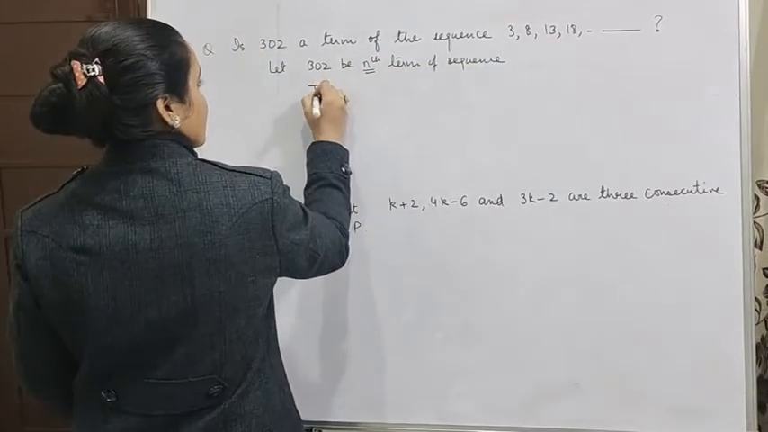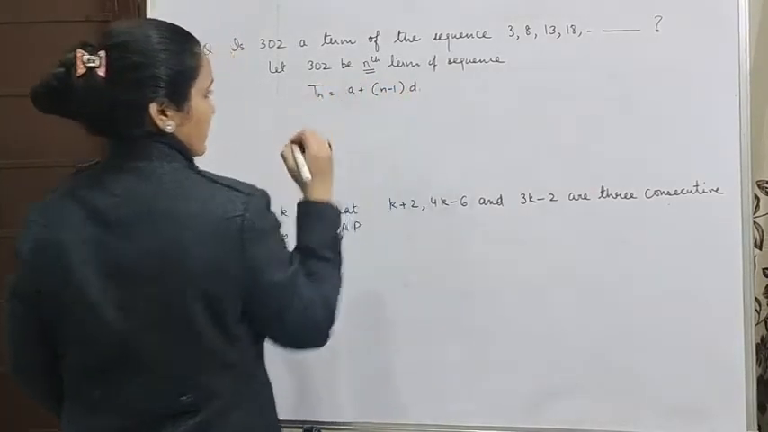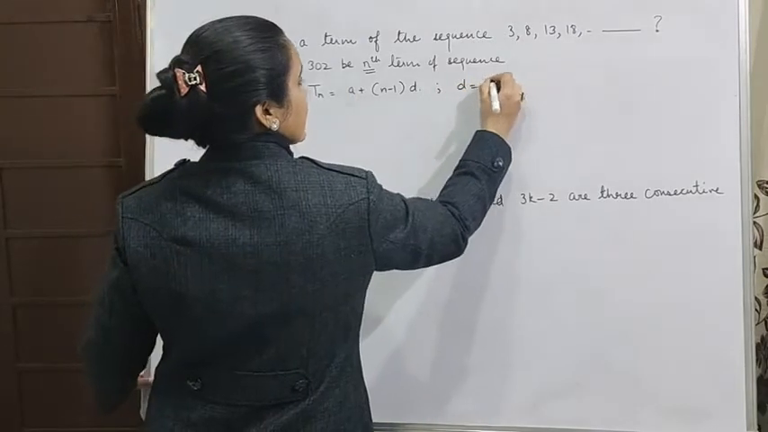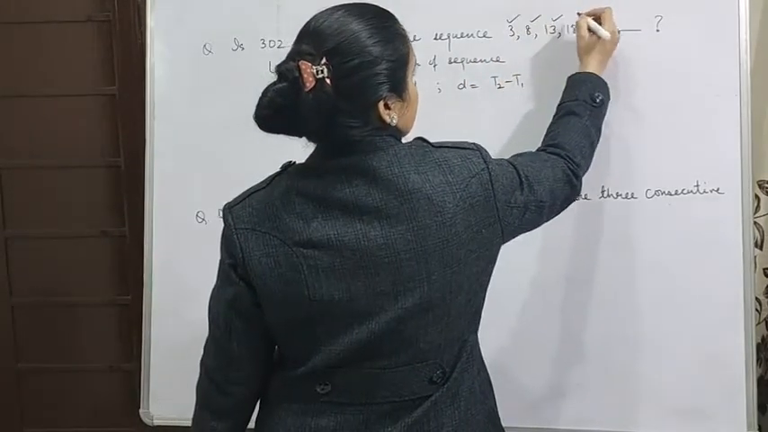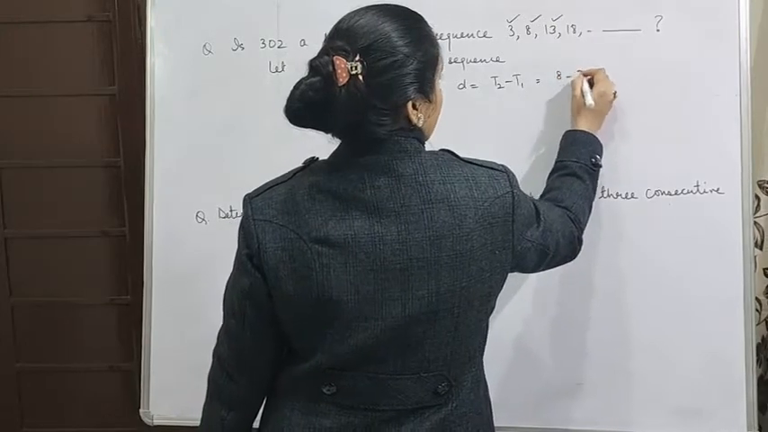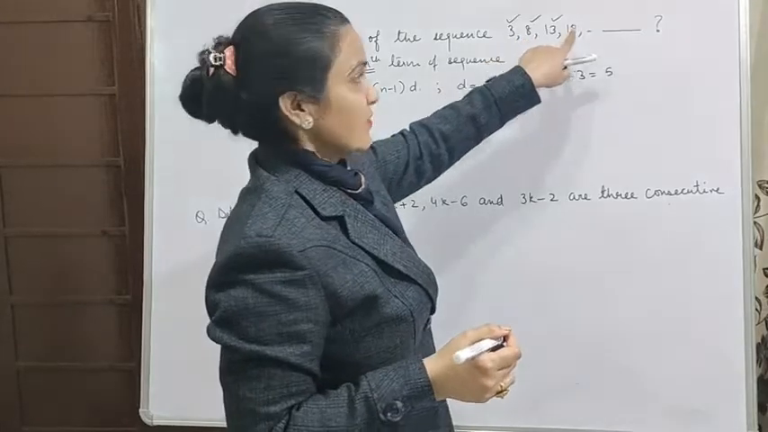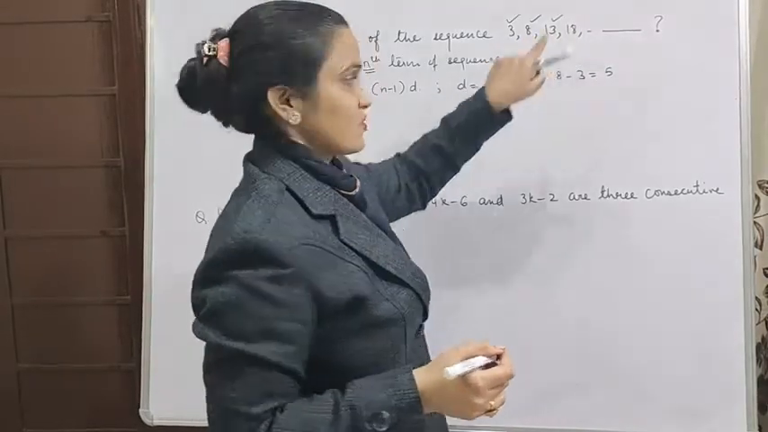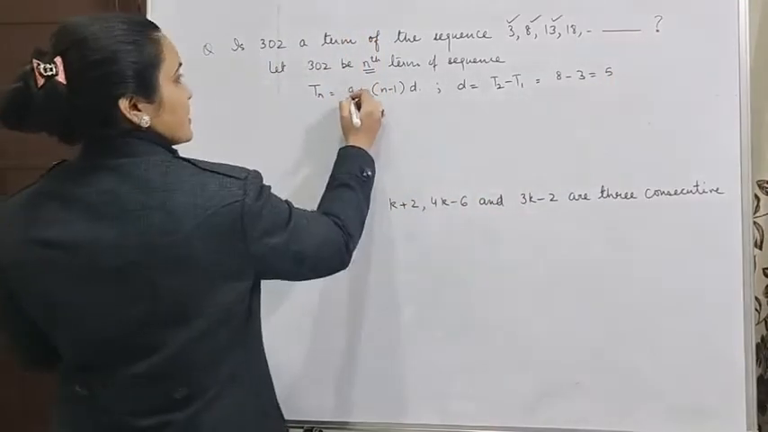So what is Tn? A plus n minus 1 times d. And what is d? d is t2 minus t1. This is the first term, second term, third term. So it is 8 minus 3, which is 5. You can check again: 13 minus 8 is 5, 18 minus 13 is again 5. So the common difference will remain the same, which is 5. So the first term is 3.